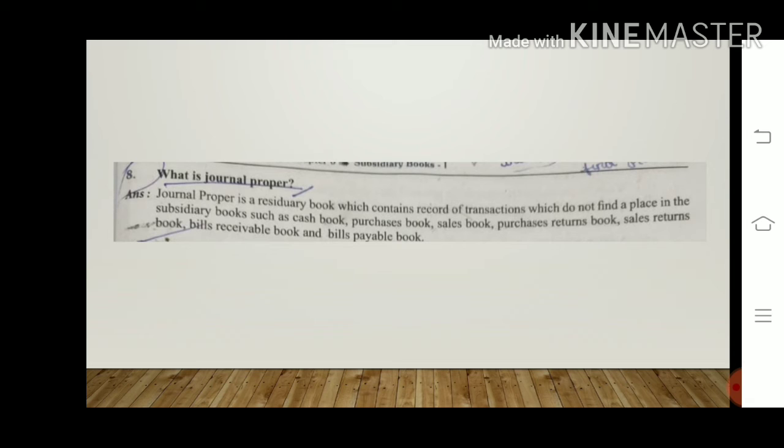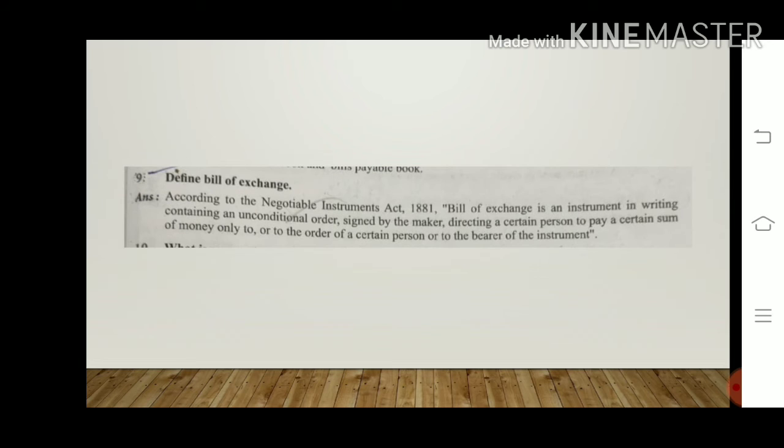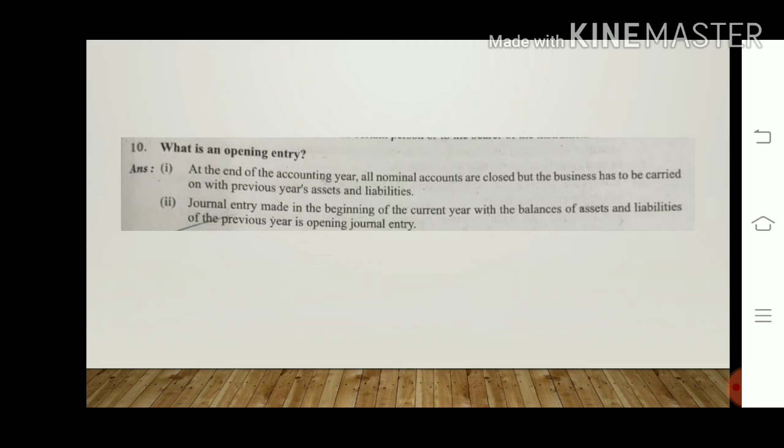Then define bill of exchange. According to the Negotiable Instruments Act 1881, a bill of exchange is an instrument in writing containing an unconditional order, signed by the maker, directing a certain person to pay a certain sum of money only to, or to the order of, a certain person or to the bearer of the instrument. It is known as the bill of exchange. Then another important question is, what is an opening entry?